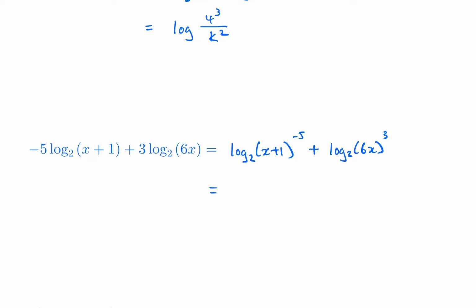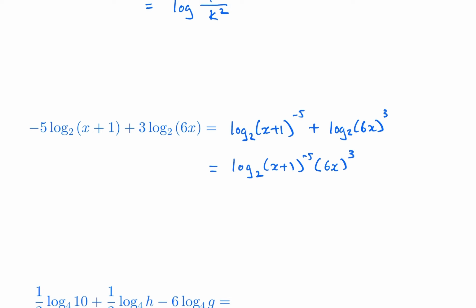So then this becomes log of x plus 1 to the negative 5th power times 6x cubed base 2. And if you want to go a little further to avoid this negative exponent, this could actually be written as log base 2 of 6x quantity cubed over x plus 1 to the 5th power.